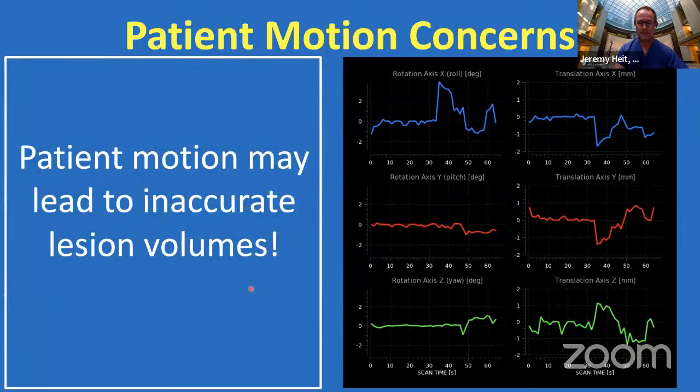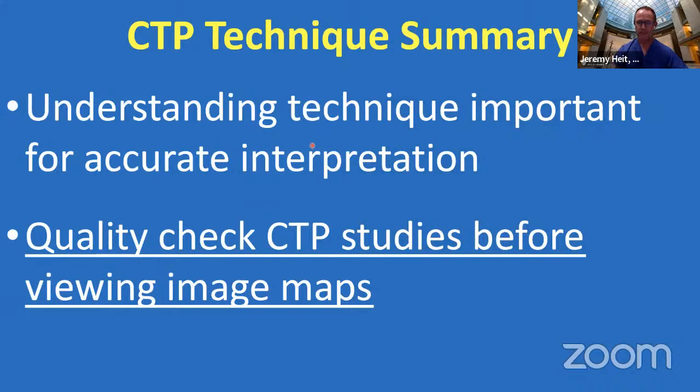Okay. So it's important to kind of understand how we get these images. And I would just emphasize, all of you who are doing CTP, always quality check your source data and your maps, or the graphs like that, to make sure you're dealing with technically acceptable scans before you go and interpret the parameter maps. And that's the first thing that I do and the first thing I teach our residents and fellows to do.